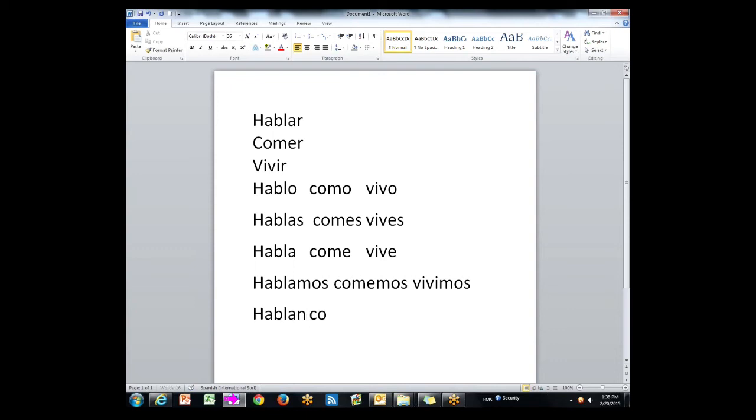Hablan, comen, y viven. That is about as hard as it gets, but you have to be careful. You have to know what the subject of your verb is, and make the ending of the verb agree with the subject of the sentence. That ending says it all.